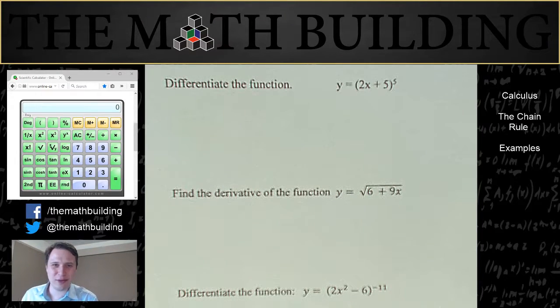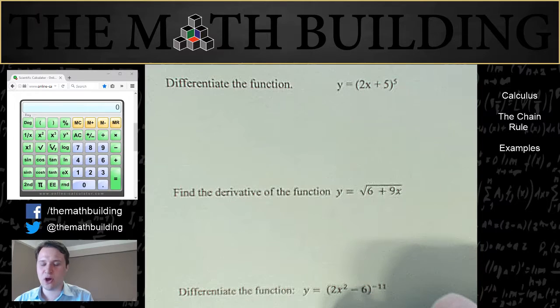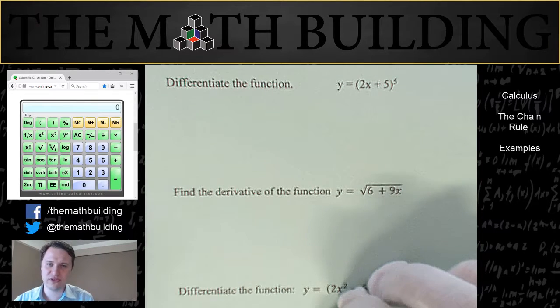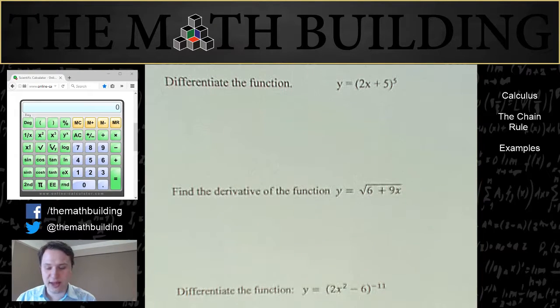So we just learned about the chain rule, and I think you're going to see these examples are pretty straightforward, so I hope they make sense. We want to differentiate the function 2x plus 5 to the fifth power. I'm going to do this problem two slightly different ways, but both use the chain rule, and you can pick whichever way you like better.